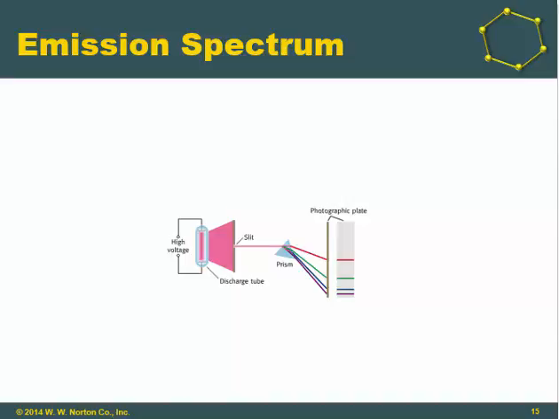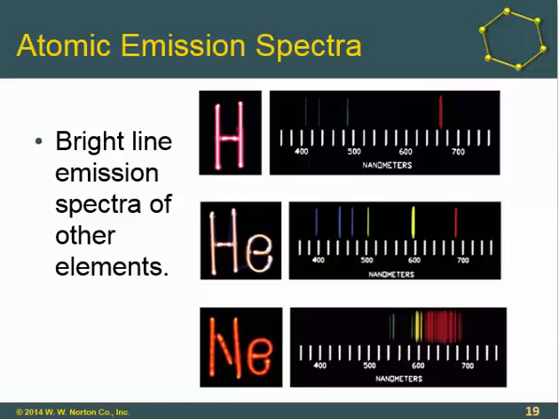Scientists didn't really know how to explain this phenomenon. And we'll look down here at some emission spectra of different elements. When we take hydrogen gas, heat it up, and then put the light that it emits through a prism, we see very specific lines of color. These lines have very specific wavelengths, very specific frequencies, and very specific energies.